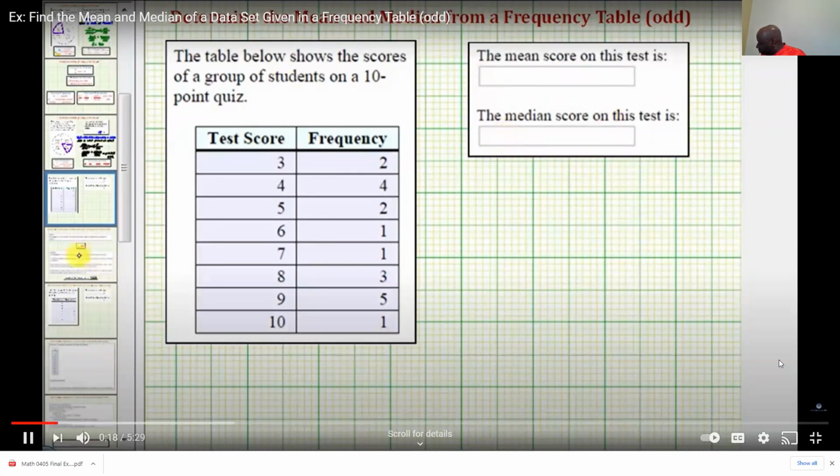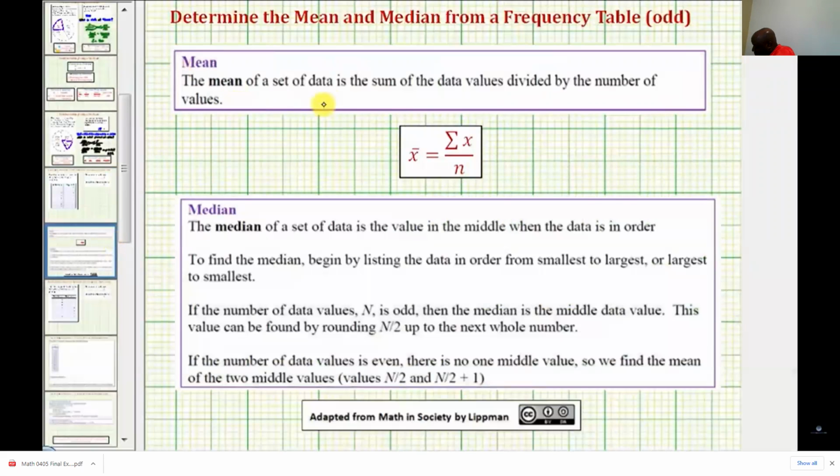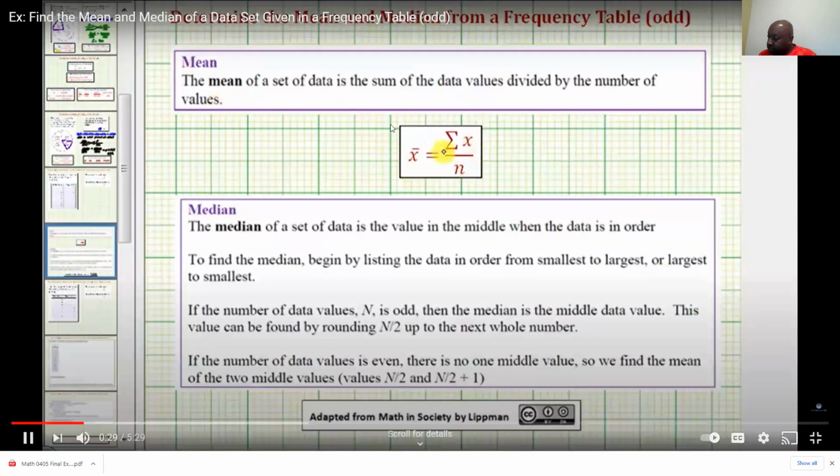So for a review, let's start with the mean. The mean of a set of data is the sum of the data values divided by the number of data values. Sometimes we'll see the formula for the mean written where x bar, the mean, is equal to the summation of x divided by n. Don't worry about this formula. He's just saying you add up all the numbers. That's the numerator. And then you divide by the number of numbers. That's n. He's just using different math notation. Here the summation of x is the sum of the data values, and n is the number of data values.